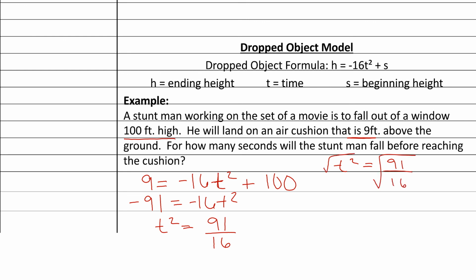Now, this is where you guys can do this in your calculator. I'm going to have t equals, and we're going to take 91 divided by 16 in our calculator. And then we're going to hit the square root button. And then we'll round to like 2 decimal places. So we'll get positive and negative 2.38. However, would we have negative time? No. We would only have the positive side of our parabola. So that means that our time is just going to be positive 2.38 seconds.